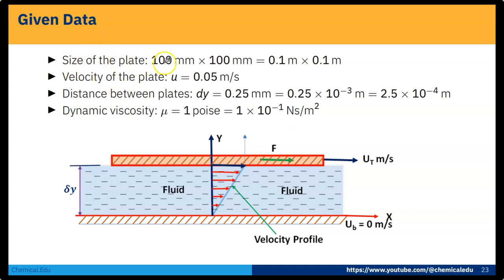So size of the plate 100 mm into 100 mm, so that is 0.1 meter into 0.1 meter. The velocity of the plate is given, u is equal to 0.05 meter per second. Distance between the plates dy is 0.25 mm. If we convert mm to meter, that is 0.25 into 10 to the power minus 3 meter, so that is 2.5 into 10 to the power minus 4 meter. Dynamic viscosity is given, mu is 1 poise, so that is 1 into 10 to the power minus 1 Newton second per meter square. So these are all the data given.